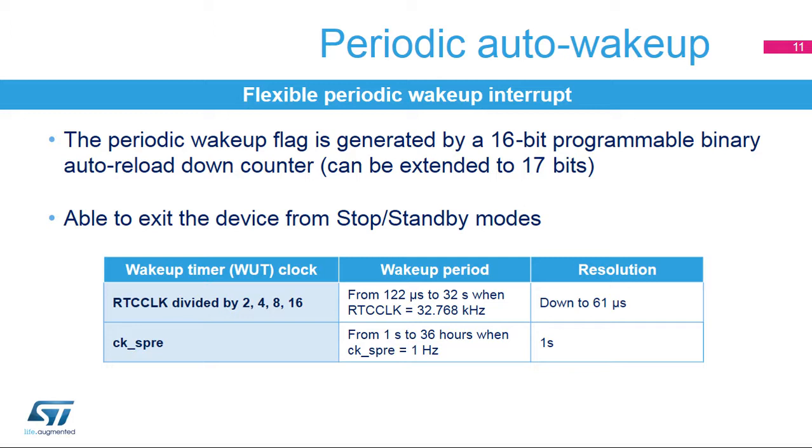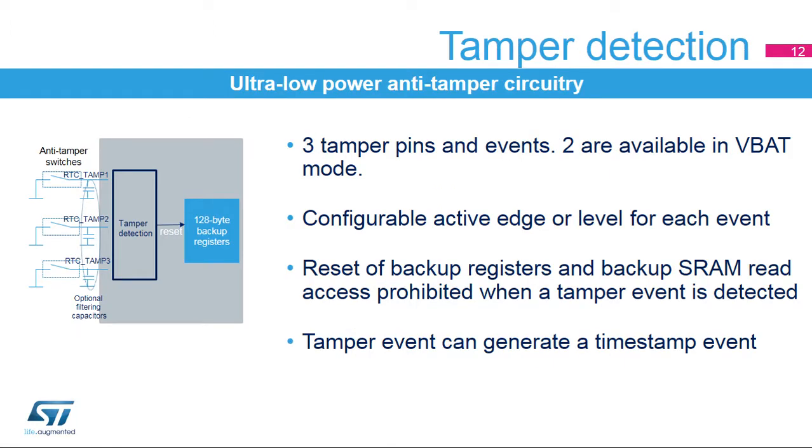With the divided RTC clock, the wake-up period can be from 122 microseconds to 32 seconds when the RTC clock frequency is 32.768 kHz. The resolution is down to 61 microseconds in this case. With the CKSPRE clock, the wake-up period can be from 1 second to 36 hours when the CKSPRE clock is at 1 Hz. The RTC embeds ultra-low-power tamper detection circuitry.